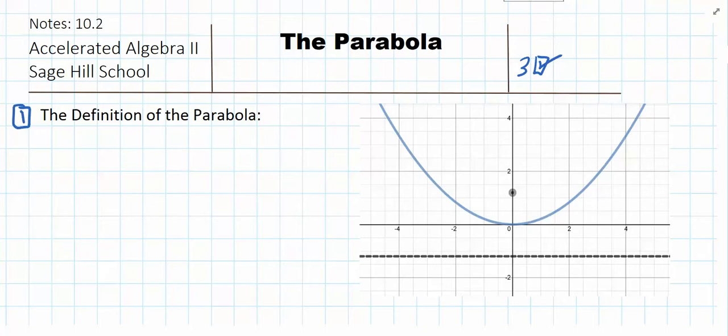Okay, so this is going to be our first flip unit, and we're going to do section 10.2, the parabola. I'm going to start off by talking about the definition of a parabola, and you should take notes in the box below. For us, the parabola is going to be this.